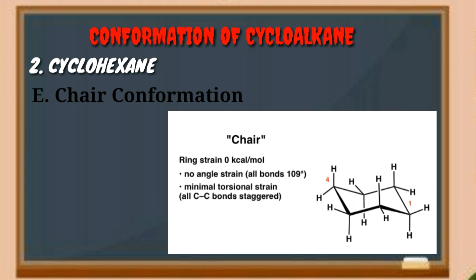The chair conformation is the most important conformation of cyclohexane to understand. This is the most stable conformation of cyclohexane. The chair is a perfectly strain-free molecule. There are no eclipsing interactions. The conformation along its carbon bonds is staggered.